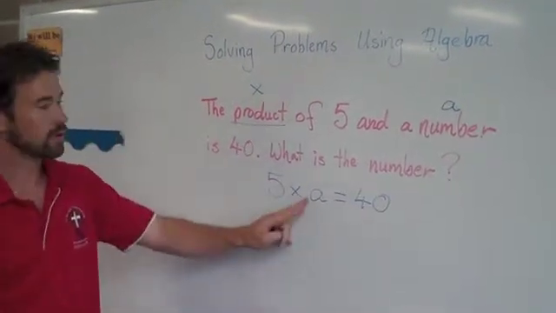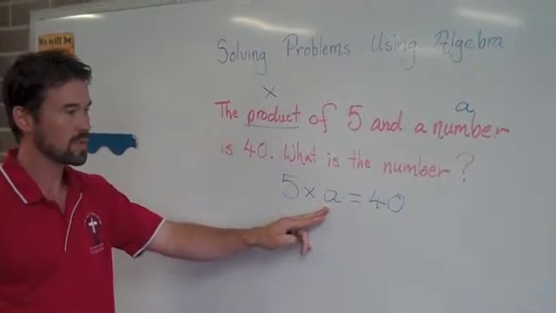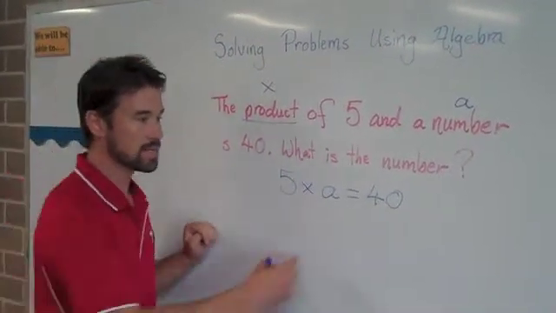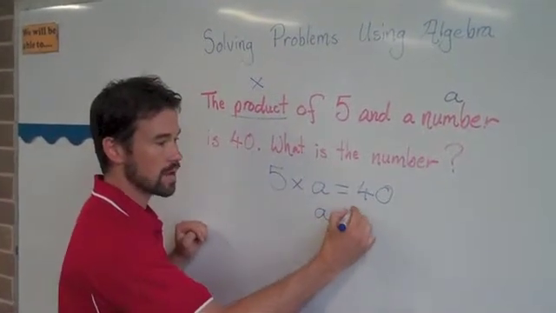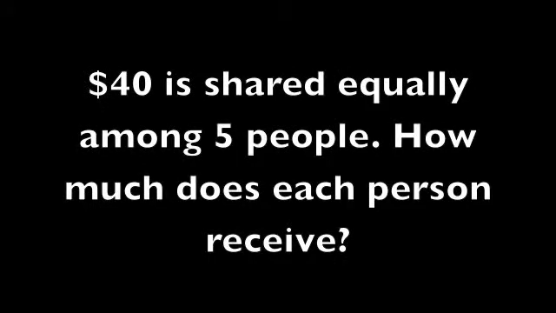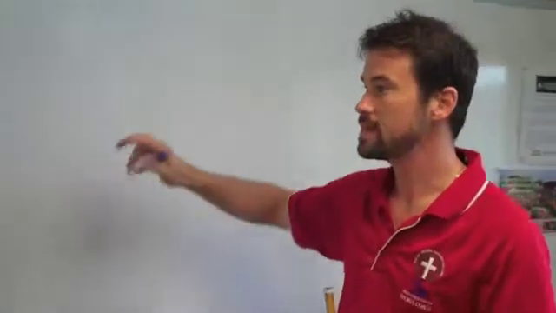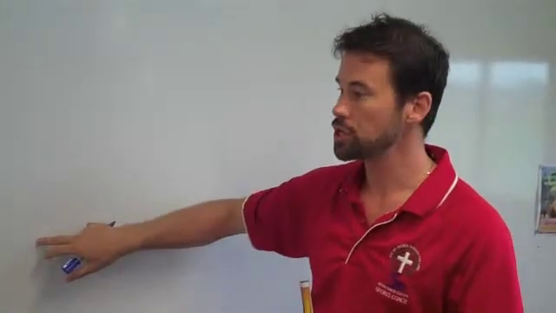Now our job is to find out what A is equal to. So we can try and think of our multiplication tables and remember that 5 times 8 is equal to 40. So A is equal to 8.